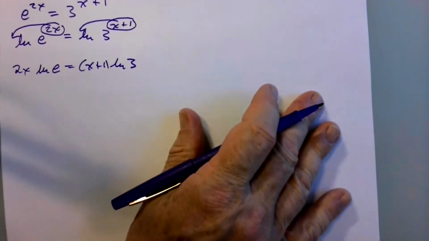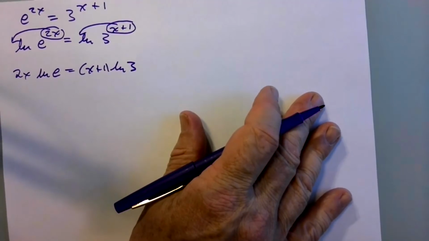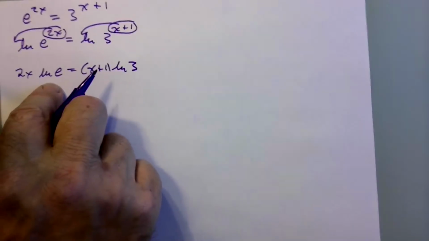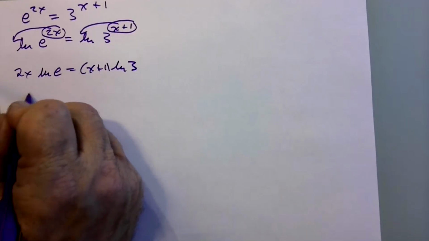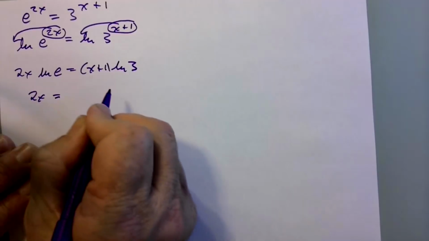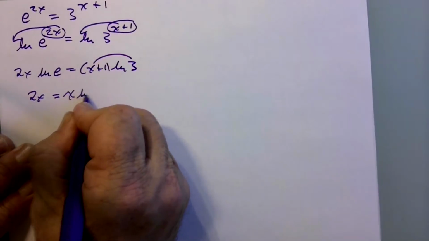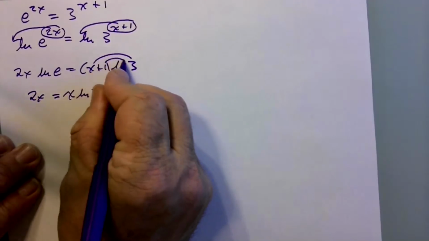Don't forget the parentheses. That's important. Natural log of e is 1. So I get 2x, multiplied out, x natural log 3 plus 1 natural log 3.